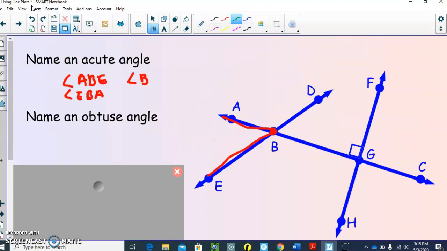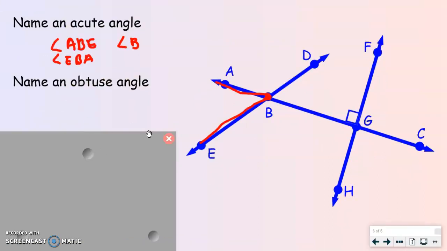All right, now I'm going to change my colors here. Let's do green. Now let's see if we can find an obtuse angle. Again, there are a couple choices. I'll go with this guy here. Pretty big. All right. And I'm going to say this is angle EBG. Angle EBG is an obtuse angle. Or you could say angle GBE. All right. That one's obtuse. It's definitely more than 90 degrees. It's very wide. ABD actually would also be an obtuse angle.